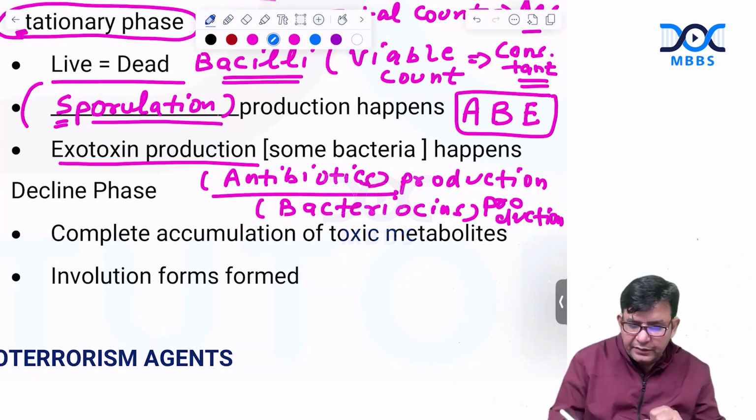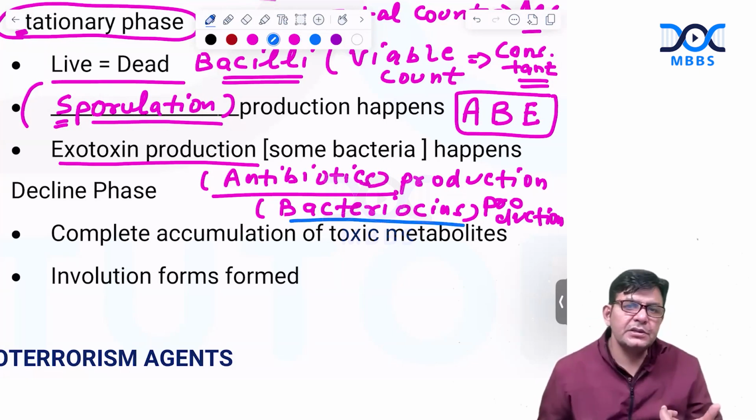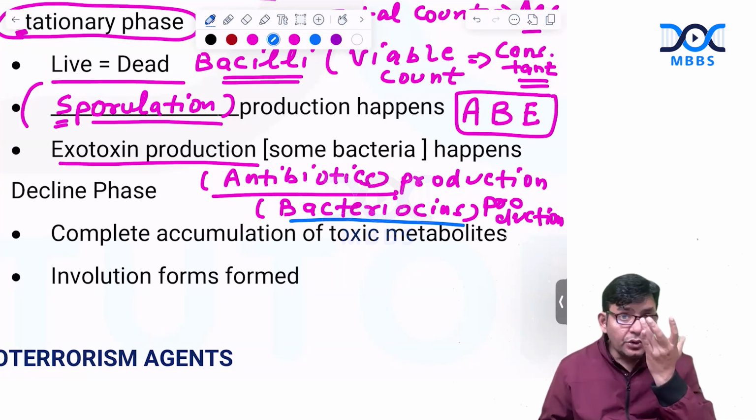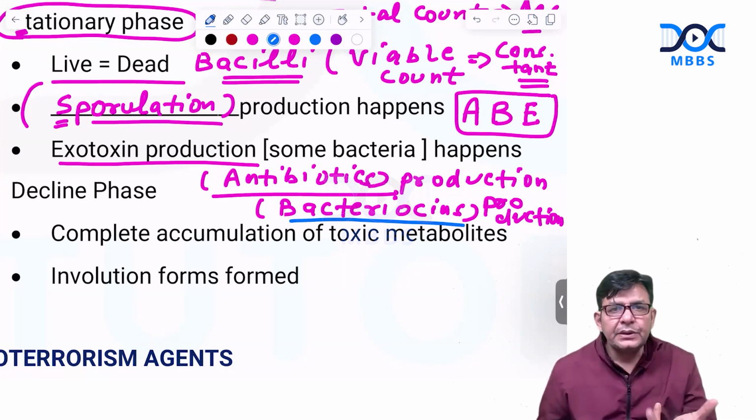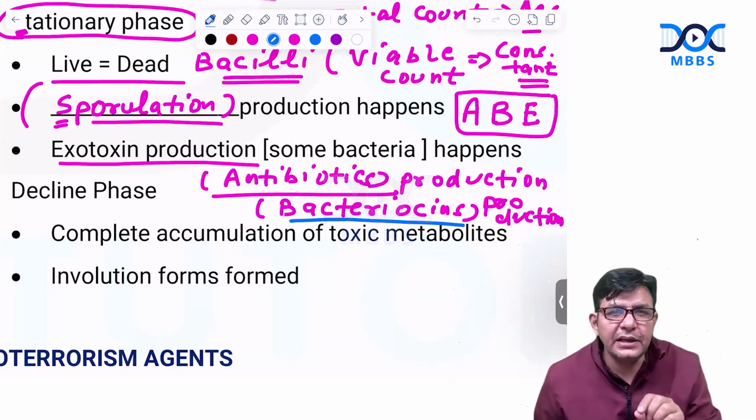Now, at your level, you may not know what bacteriocins are. Bacteriocins are those substances which are secreted by the bacteria for their own growth and to inhibit others. Means these particular things are what?